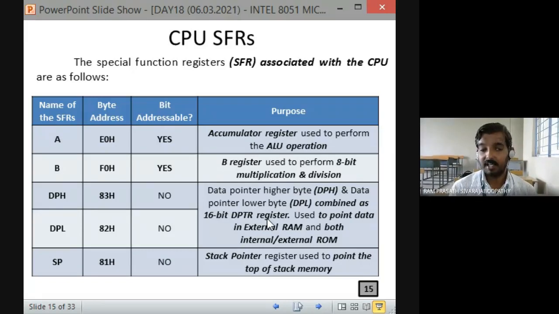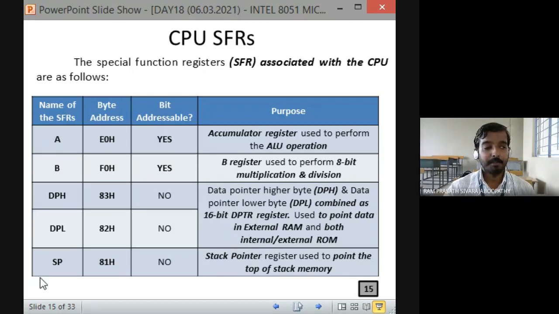Physically, DPTR is not a 16-bit register. It is two 8-bit registers. We use DPTR to point the data in external RAM. If we are going to access external RAM memory, we can use this. Or to get any data from internal or external ROM, we can use DPTR. In program, we will use it as DPTR, but physically it is two 8-bit registers, DPH, DPL. Is it clear up to this?